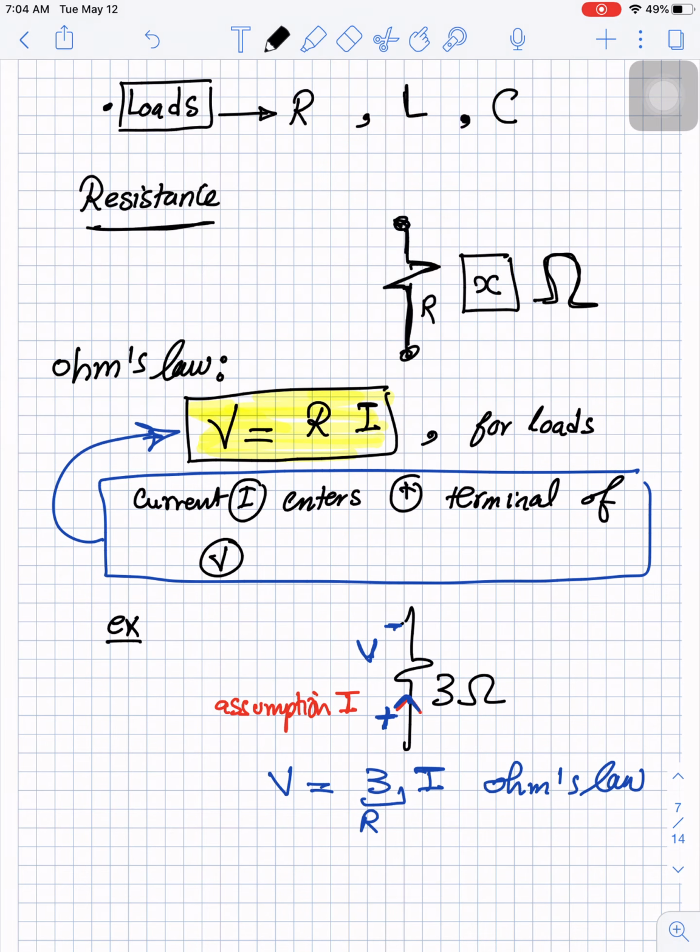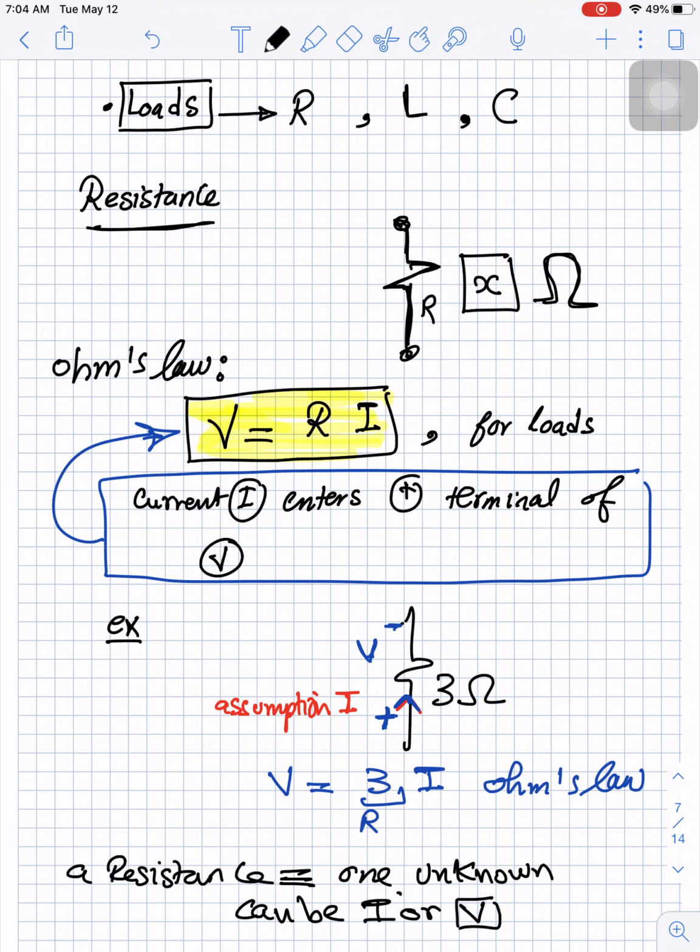So if we have a resistance in the circuit, a resistance is equivalent to one unknown. And this unknown can be I or V. But once you assume one of them, the other one is not unknown. Now the other one is already related to the first one. So if you assume the current, the voltage is related to it. If you assume the voltage, the current is related to it.